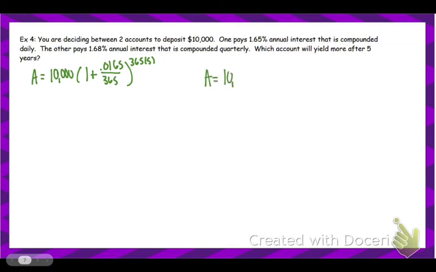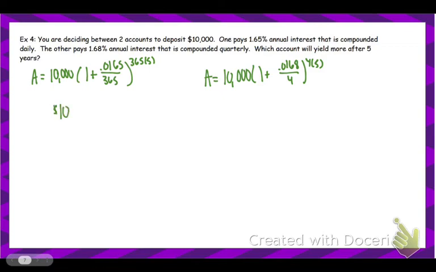It's still $10,000 to start. The interest rate here, though, is 0.0168. And then we're going to divide that by, it's compounded quarterly. So we'll do 4. The same 4 goes up here. And again, we're looking at 5 years. So since our variable is already by itself, we can go ahead and plug these into run matrix. Just go ahead and type them in the way they are. And we'll see which one gives us more money.